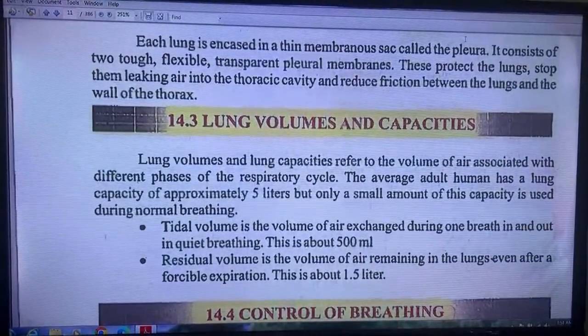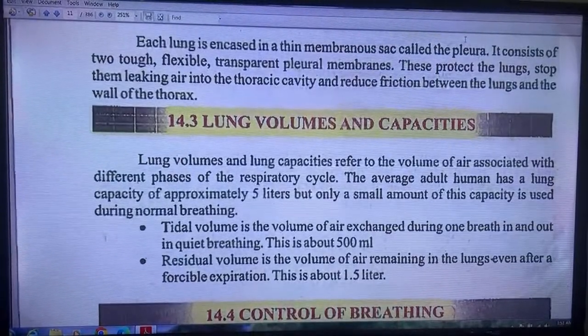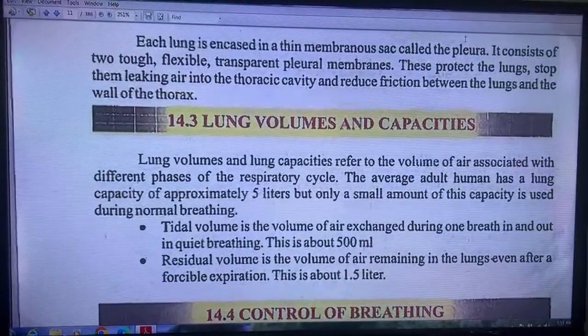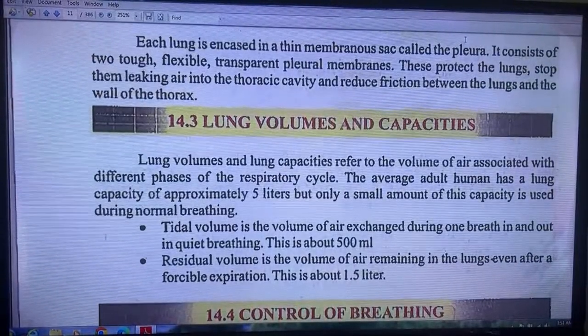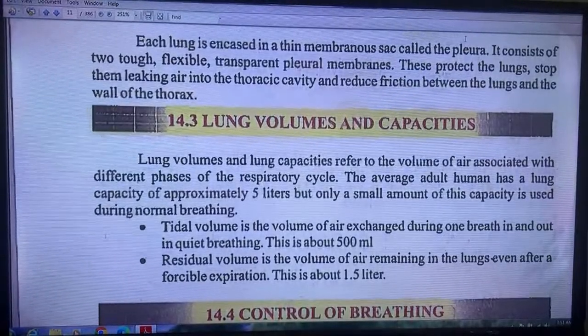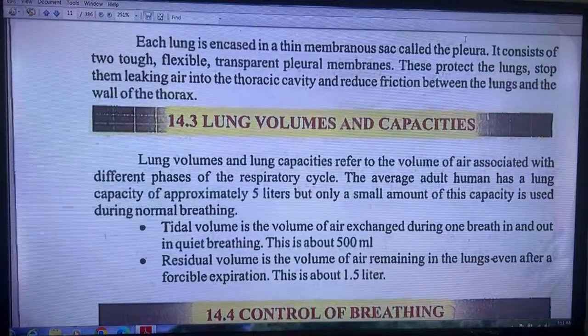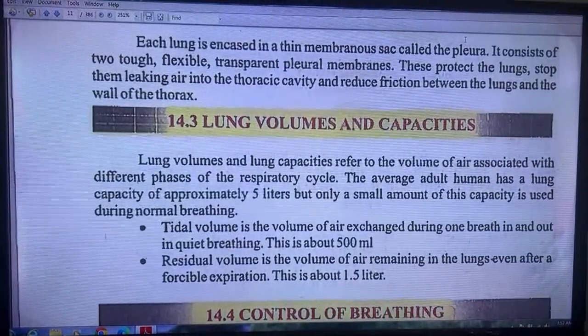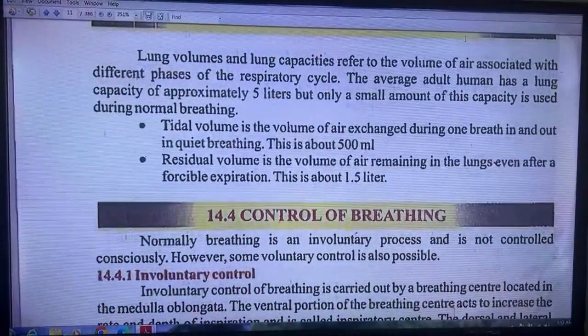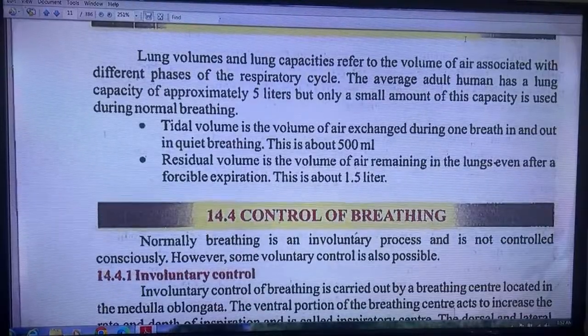Lung volumes and capacities. Lung volumes and lung capacities refer to the volume of air associated with different phases of the respiratory cycle. The average adult human has a lung capacity of approximately 5 liters, but only a small amount of this capacity is used during normal breathing. Tidal volume is the volume of air exchanged during one breath in and out in quiet breathing. This is about 500 milliliters. Residual volume is the volume of air remaining in the lungs even after a forcible expiration. This is about 1.5 liters.